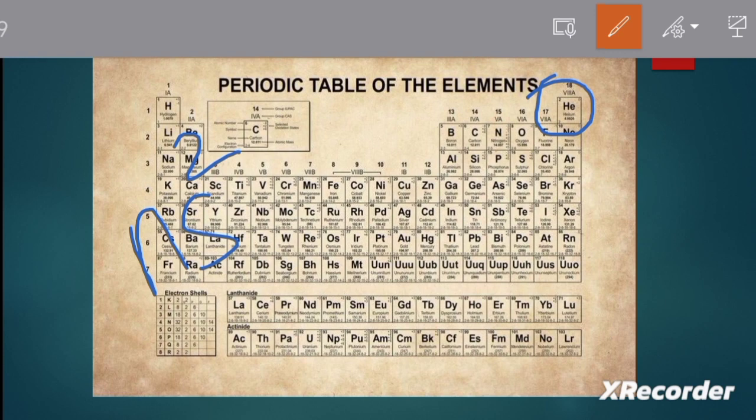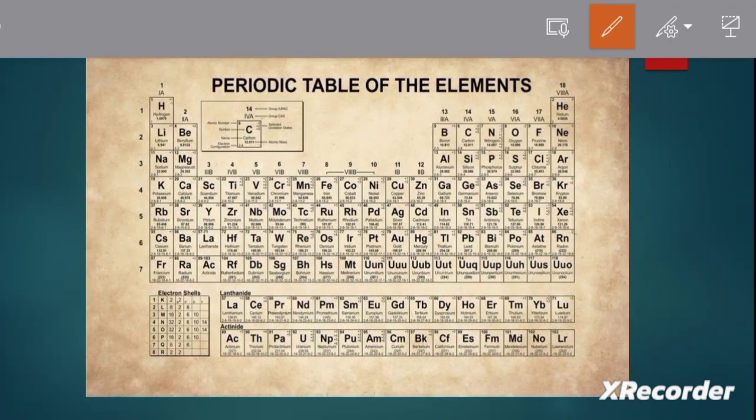The reason for that is that all the possible electrons that can be held by helium are already filled. Helium can have 2 electrons, and 2 electrons are already filled. So it is considered a noble gas or an inert gas. Noble or inert gases are put into group 18. So it is in the 18th group.